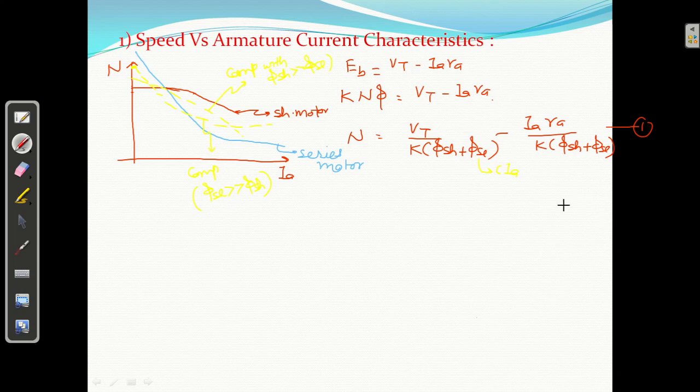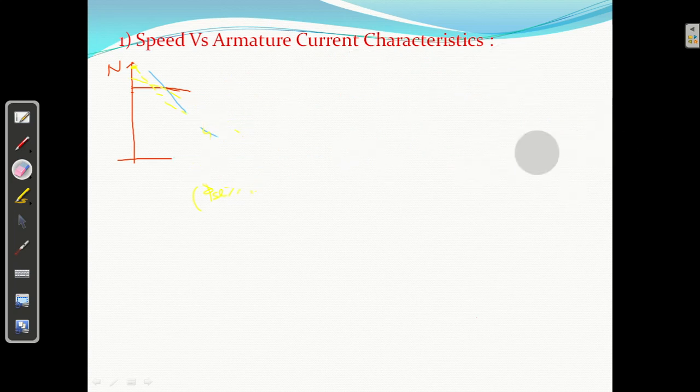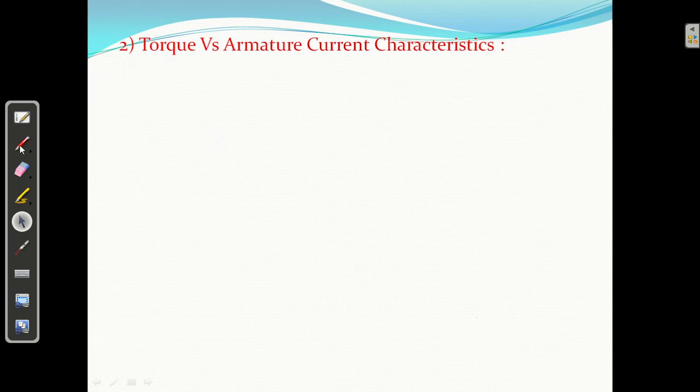So I am going to stop here, and I am going to discuss one more characteristic, that is the armature torque versus armature current characteristic. Okay, so I am going to rub it first. And the last characteristic I am going to discuss is the torque versus armature current characteristic. Armature current versus armature torque, TA.